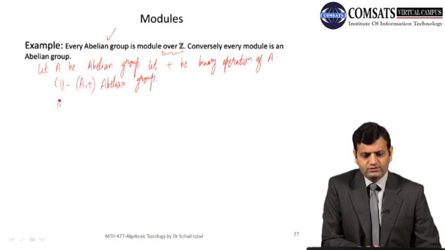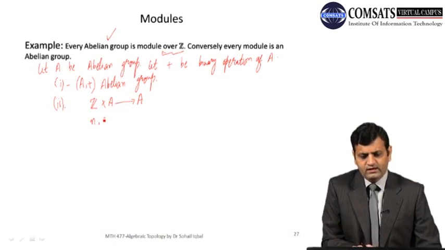So let's see how to show the second condition. In the second condition, I need to define an action of Z on A. In other words, take an integer n and an element of A. I need to define an operation nA. So we define nA in the following way.